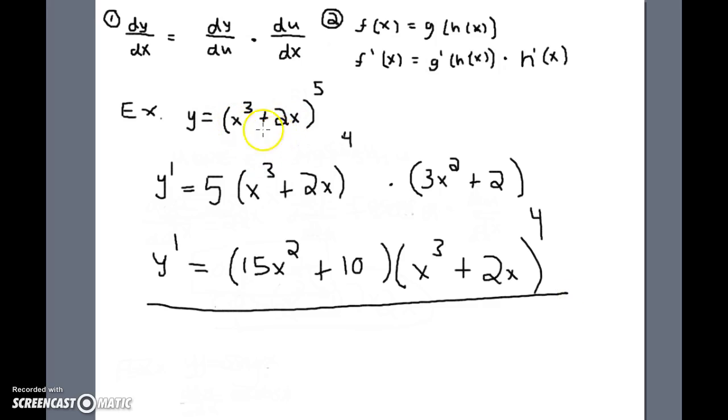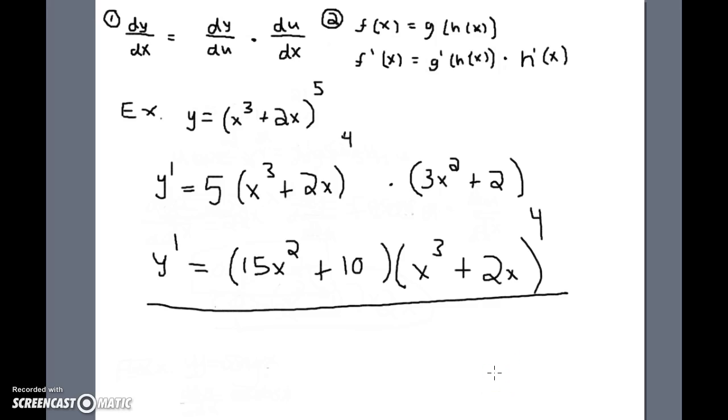So once again, this is the inside function. The outside function is this being raised to the 5th power. So we use power rule by putting the 5 out in front here and then reducing this by 1 like normal power rule. And then we look at the inside function once the outside function has been taken care of, and we get 3x squared plus 2. And then once again, we just multiplied these two terms together here, and we left this as it is.